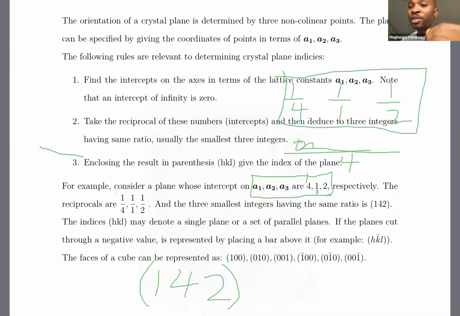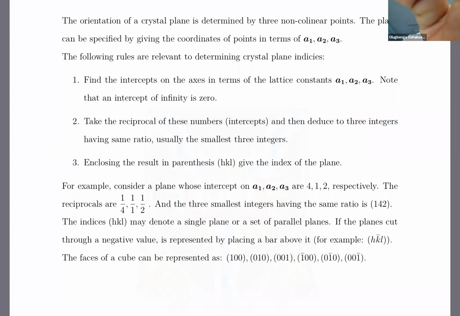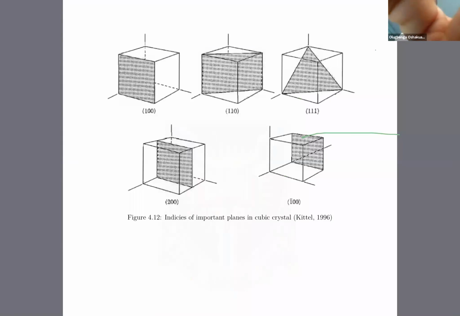And when the plane cuts through a negative axis, that is where we use a bar. Here we have some pictorial examples. These are cubes, and the first one is cutting A1 at 1, A2 at infinity, and A3 at infinity. So the reciprocals will be 1/1, 1/infinity which is 0, and 1/infinity which is 0. The smallest integers that represent the reciprocals are 1, 0, 0.